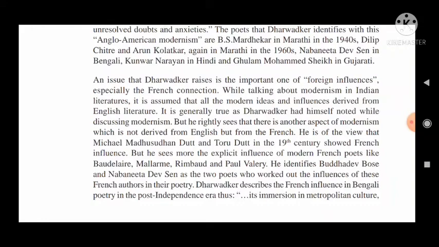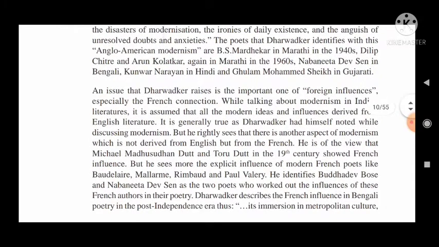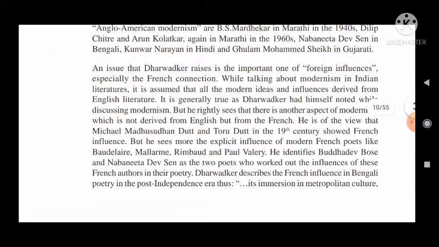Vinay Dharwadekar found some progressive movements of poets. There is Anglo-American modernism in the 1940s: B.S. Mardhekar, Dilip Chitre, Arun Kolatkar. You can memorize these poets' names. Navanita Devsen in Bengali and Kunwar Narayan in Hindi. Ghulam Mohammad Sheikh was in Gujarati.